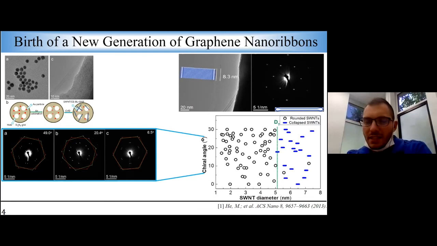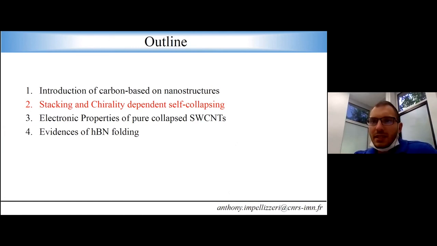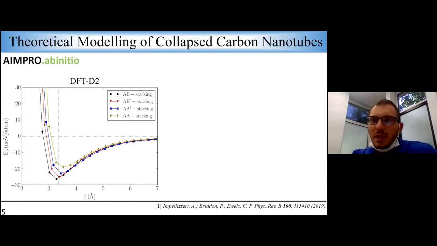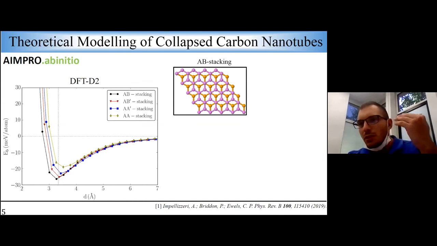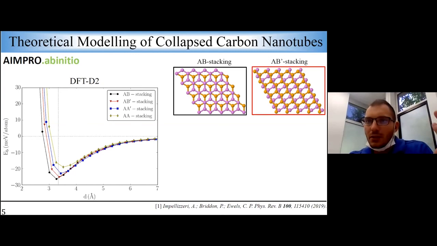So from this initial experimental observation, we have started a first principle investigation based on density functional calculations coupled with van der Waals correction by using the ab initio software package. The starting point of our analysis was the interlayer potential of the binding energy for simple infinite flat bilayer graphene with different stacking combinations, where the most stable configuration is the AB Bernal stacking, of course. And continuing along the energy stability scale, we have other stacking configurations until we reach the least stable one, AA.